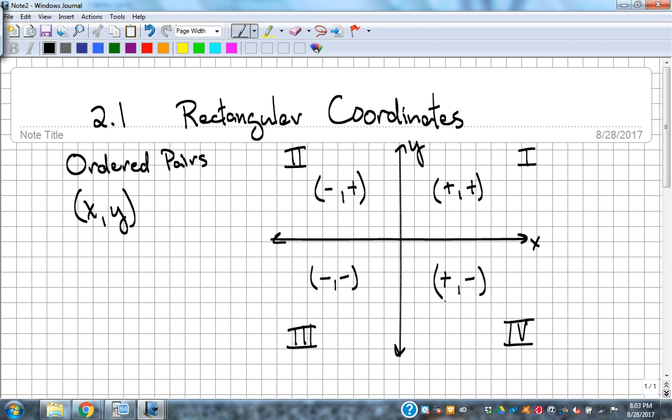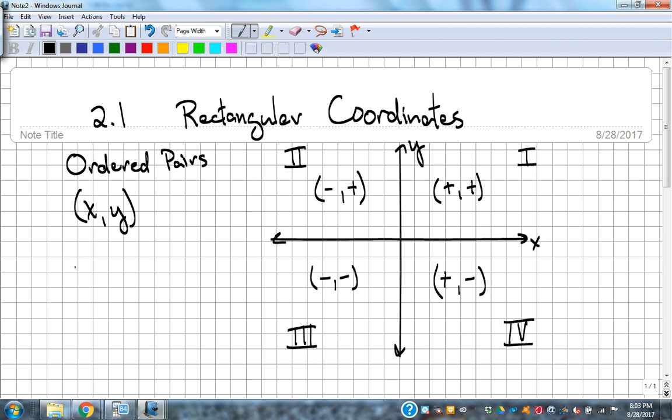Okay? So just general knowledge about the coordinate plane is what we're after there, so that we could just take an ordered pair and decide where it's at on the coordinate plane by just knowing its signs without having to actually plot the point. We could tell you where it's at.